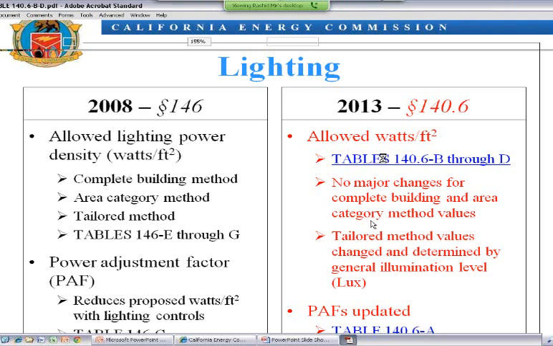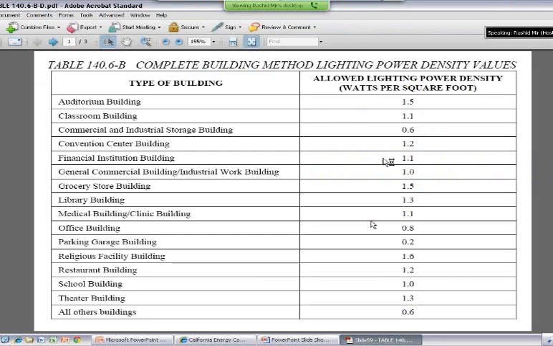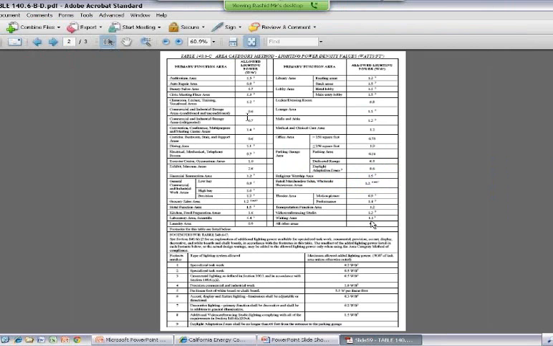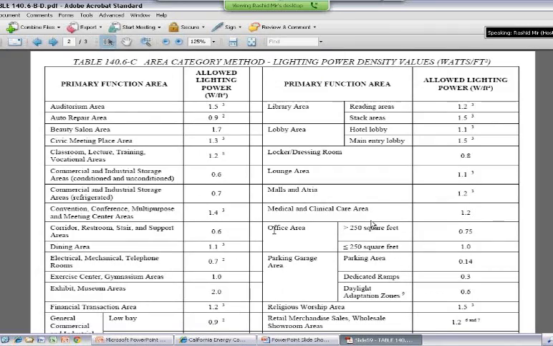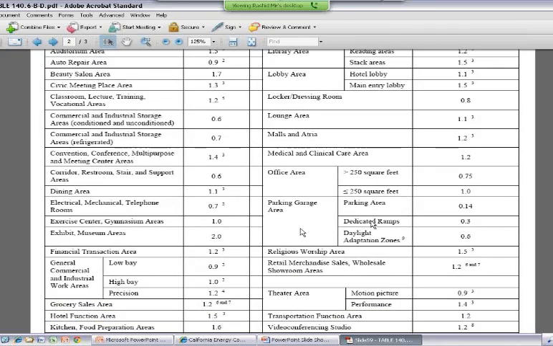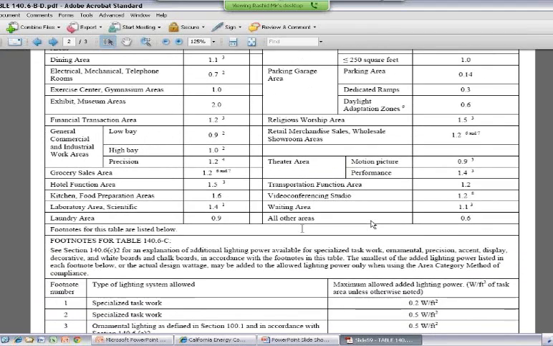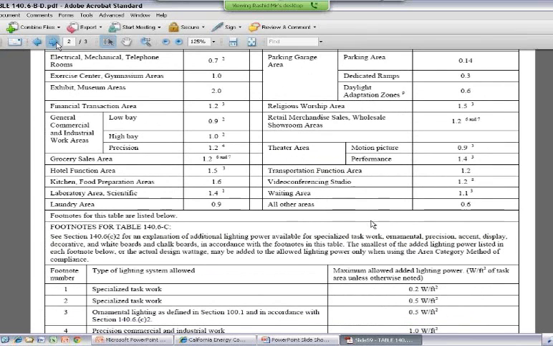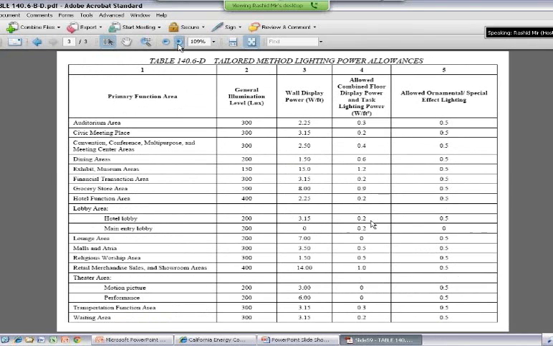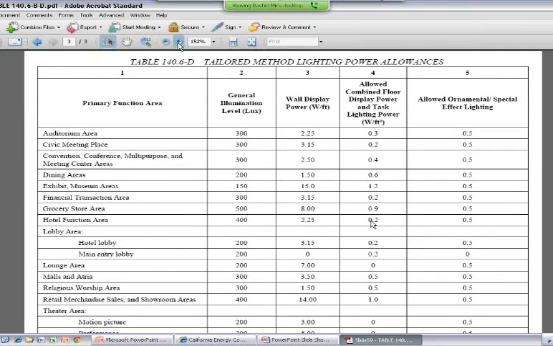So for 2013, if we look at the tables, the values are pretty much the same. There have been a couple of minor changes. Table 140.6-B gives the allowed watts per square foot when using the complete building method. Table 140.6-C includes the maximum watts per square foot for the area category method. There are a couple of value changes in here that will reduce slightly, but generally speaking, the values are again the same.